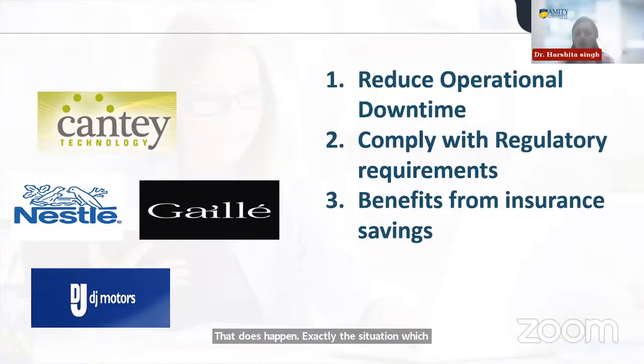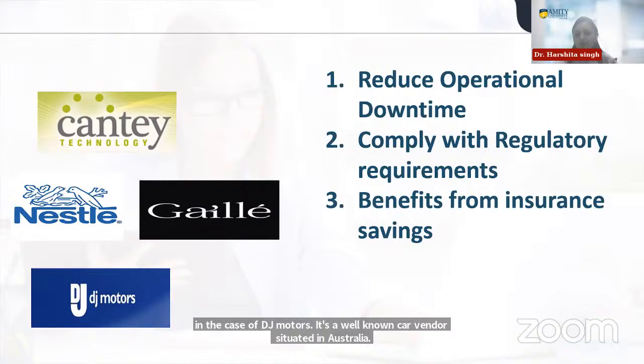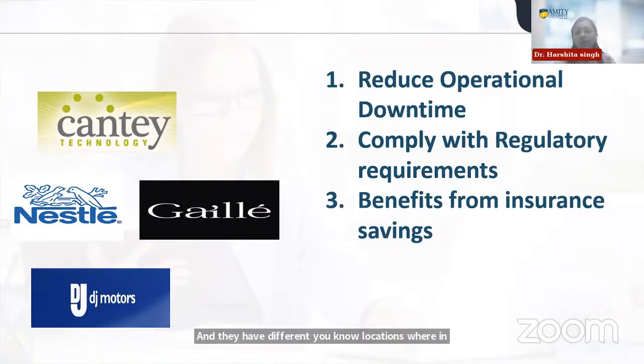It's a well-known car vendor situated in Australia, and they have different locations where their offices are. But at the main location, where their entire communication system is located, the main water pipe, which was going underground near their office, busted, throwing around 2 to 3 megaliters of water into their office. As a result, their office was permanently shut. So their entire communication center was shut down.